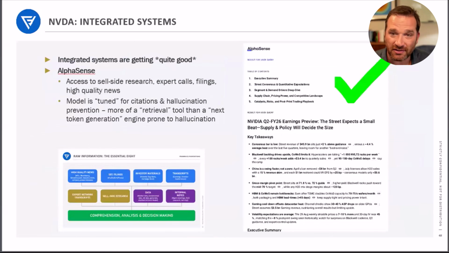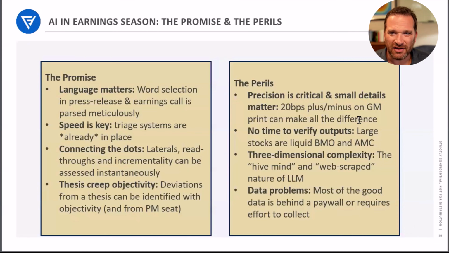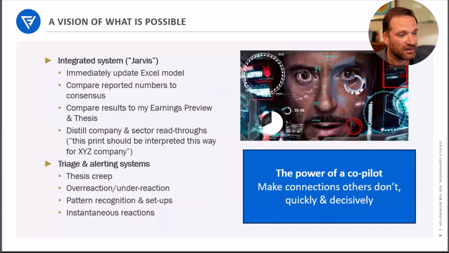The perils are that precision matters in earnings season. Small details matter. Whether you're right or wrong on 20 bips on the gross margin can make all the difference. There's no time to verify outputs if you're trading stocks before the market opens or after the market closes. There's instantaneous liquidity after the news event. There's this three-dimensional complexity in earnings where good isn't necessarily good. It's the expectations gap relative to setup and expectations. And we'll talk a lot more today about the data problems. Most of the good data, certainly for the earnings season motion, is behind a paywall or requires some sort of effort to collect. It isn't available via web scrape.